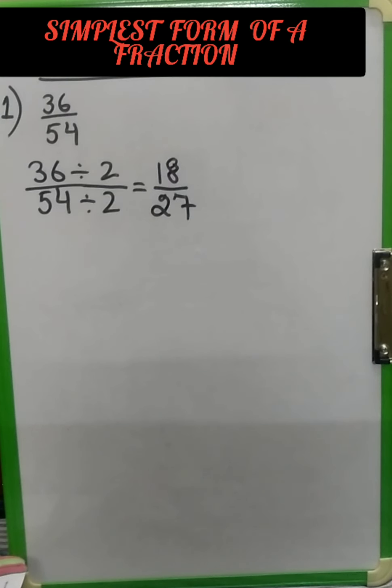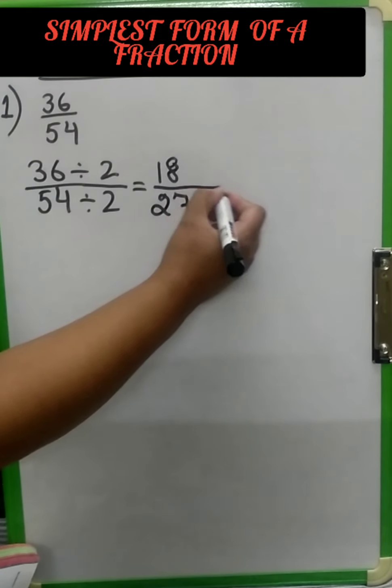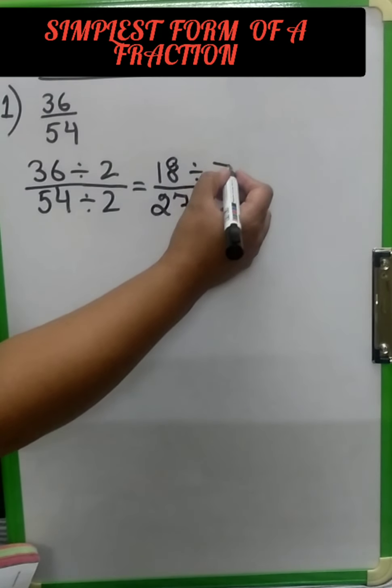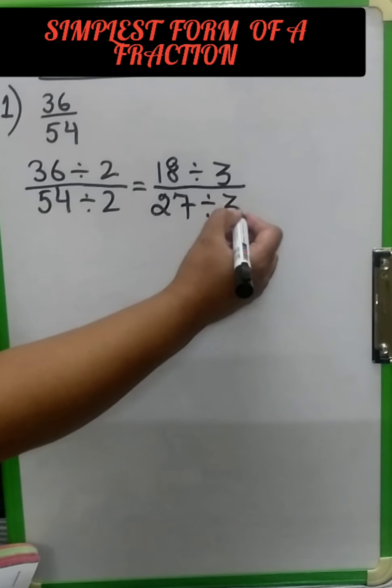Now what comes next in your mind? Again, can we divide further? 18 upon 27, do they have any common factor? Yes, 18 and 27 both have common factors 3 as well as 9. So you can divide by 3 also, or you can divide both numerator and denominator by 9 also. So let us divide it by 3, both numerator and denominator.